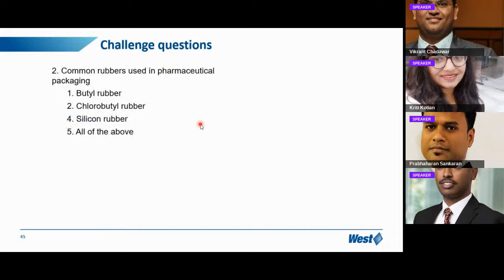The second challenge question is: common rubber used in pharmaceutical packaging. Whether it is butyl rubber, chlorobutyl rubber, silicone rubber, or all of the above. They've written all of the above. Right, the right answer is all of the above. You can use butyl, chlorobutyl, or silicone rubber in pharmaceutical rubber closures.